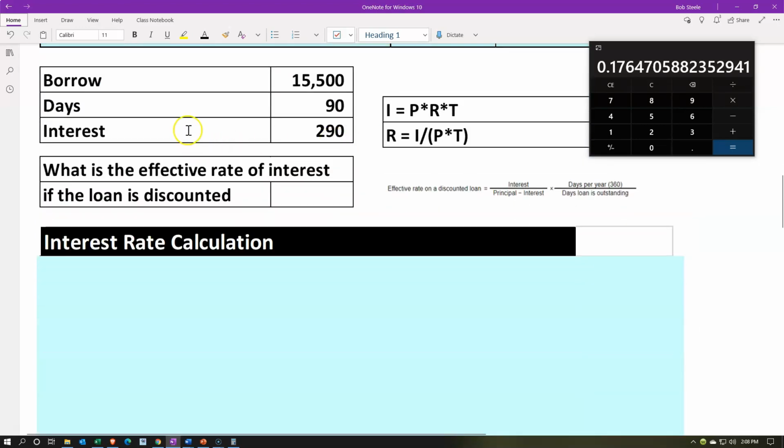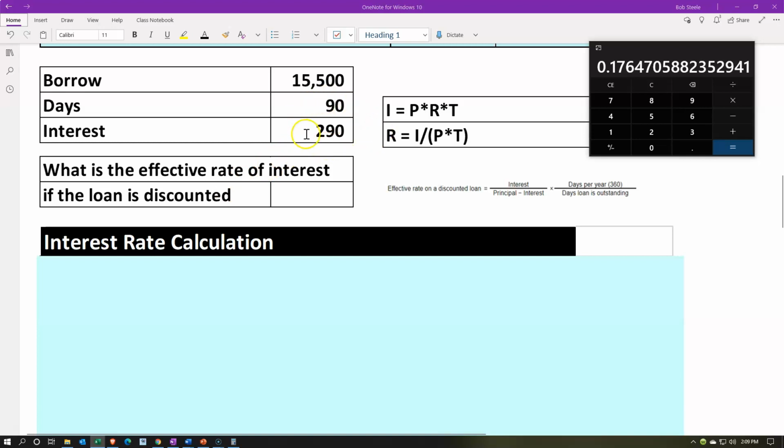Let's do it again, but now we have the time that won't be exactly 1 year. So we're going to say, all right, here we have another set of data. We're going to say 15,500. The days are going to be 90. So now the loan is for less than a year. It's going to be 90 days for the loan, and then we want to figure out the effective rate. And the interest on it is going to be 290.